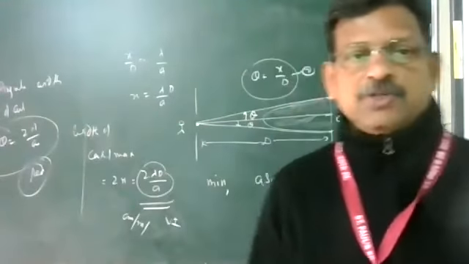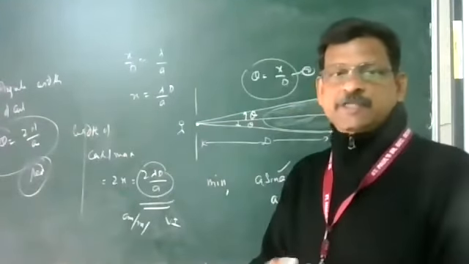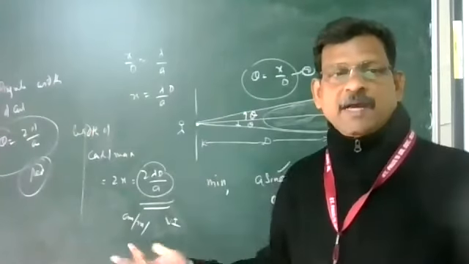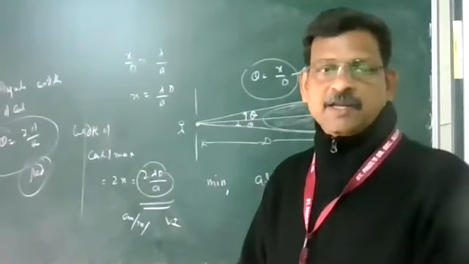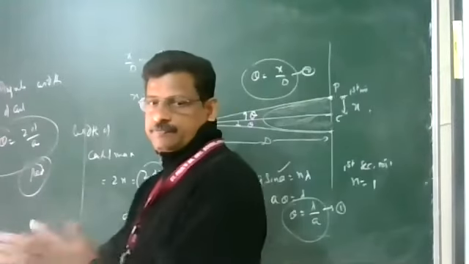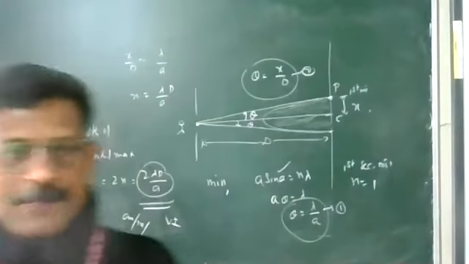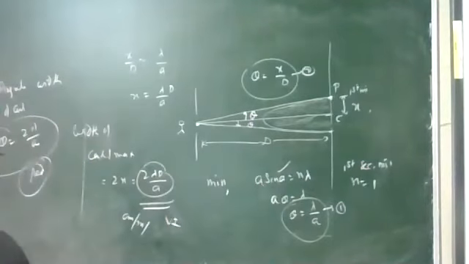So this is the width of the central maximum, and you see that all bright bands are not of equal width in the diffraction pattern, but they vary. This is a very important point.